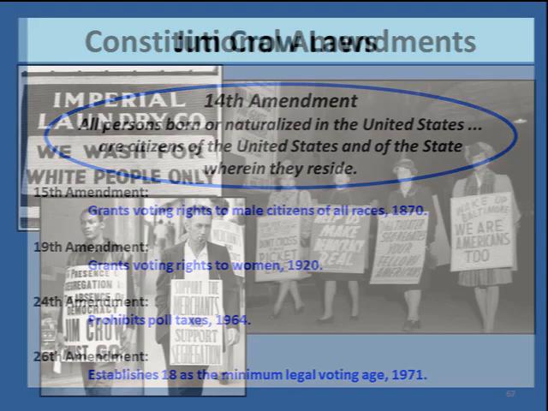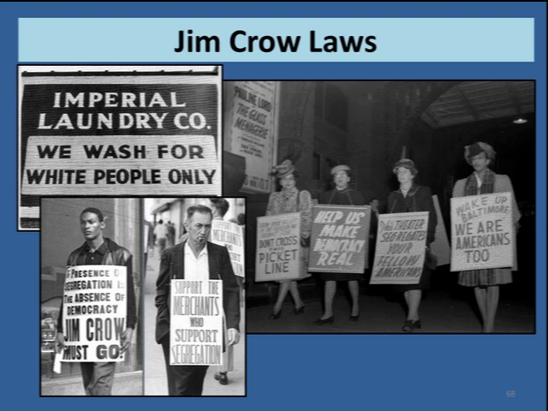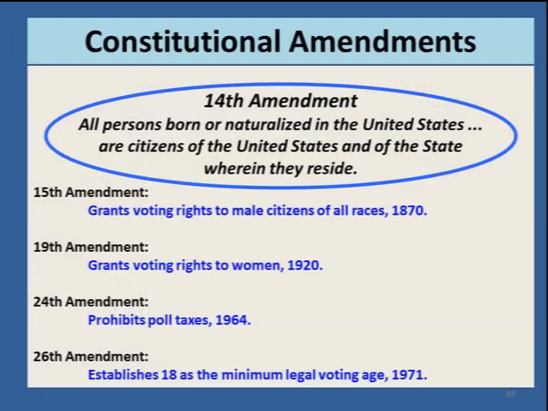These states then created what were called Jim Crow laws. Jim Crow laws not only made segregation and other forms of discrimination legal, they sometimes required segregation. Some defended segregation by arguing that the 14th Amendment did not prohibit discrimination by individuals.